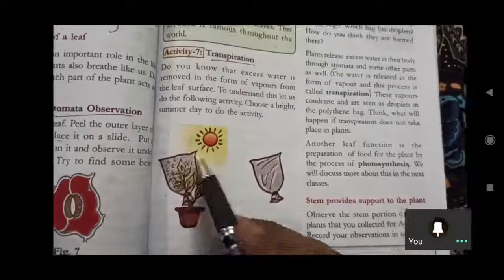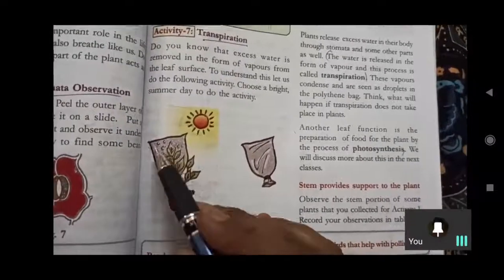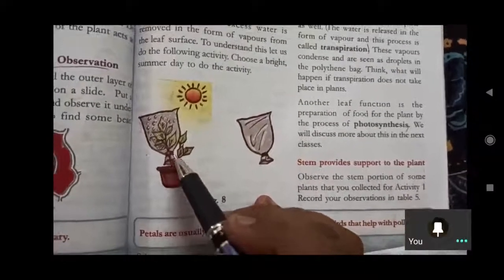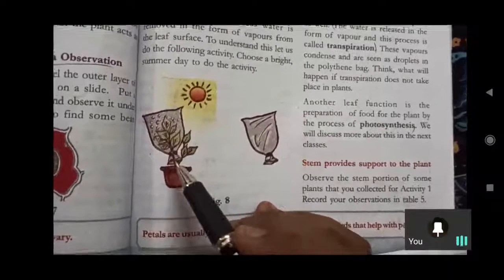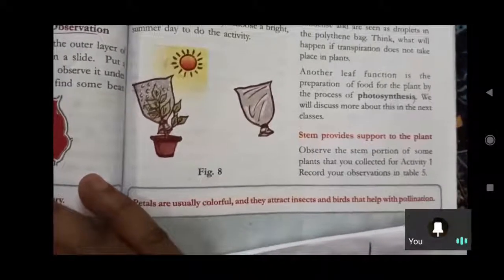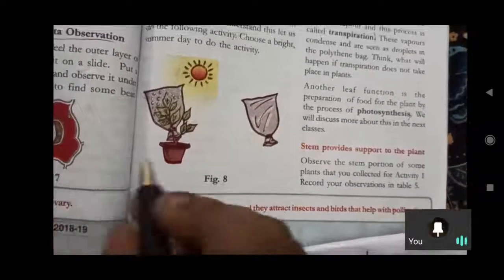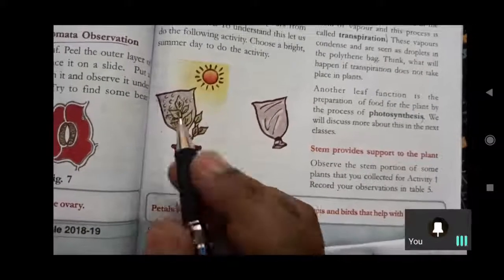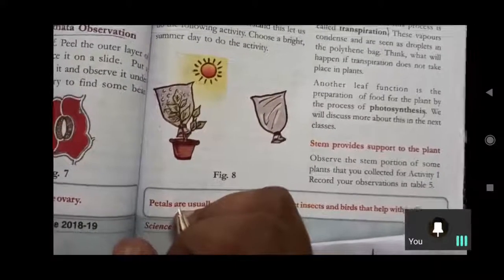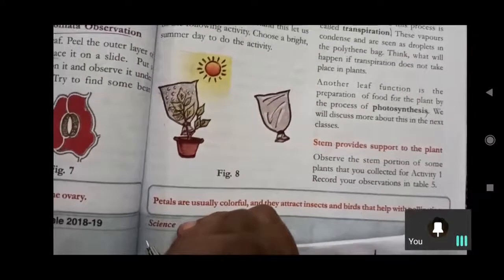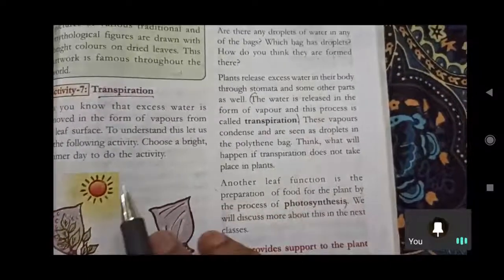If we pack the leaves with a cover in this manner, and tie it tightly with a rope or thread, we can tie like this with the help of a cover. After a few hours, if we observe, small droplets will condense on the inner surface of the cover. We can observe water drops. From where did that water come? From the leaves. So that water vapor released from the leaves is called transpiration. The water released in the form of vapor from the leaves is called transpiration.